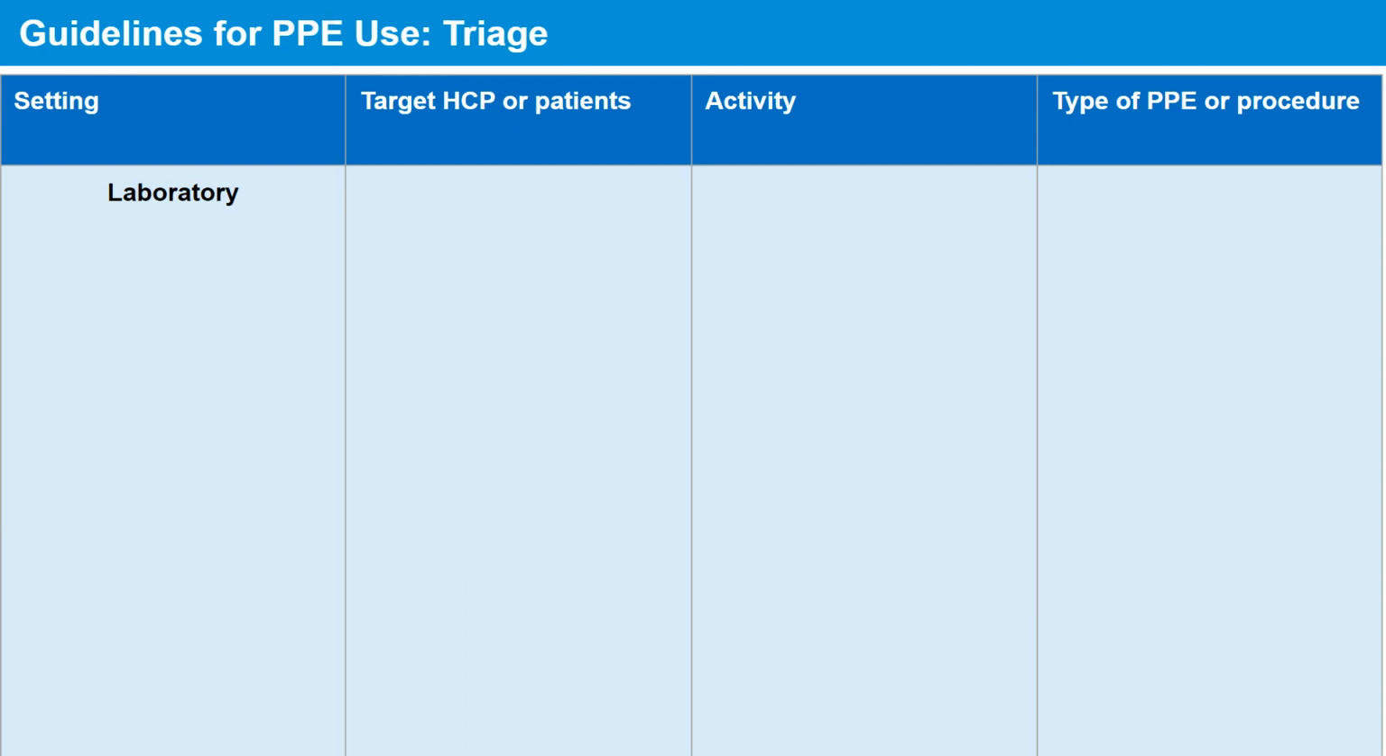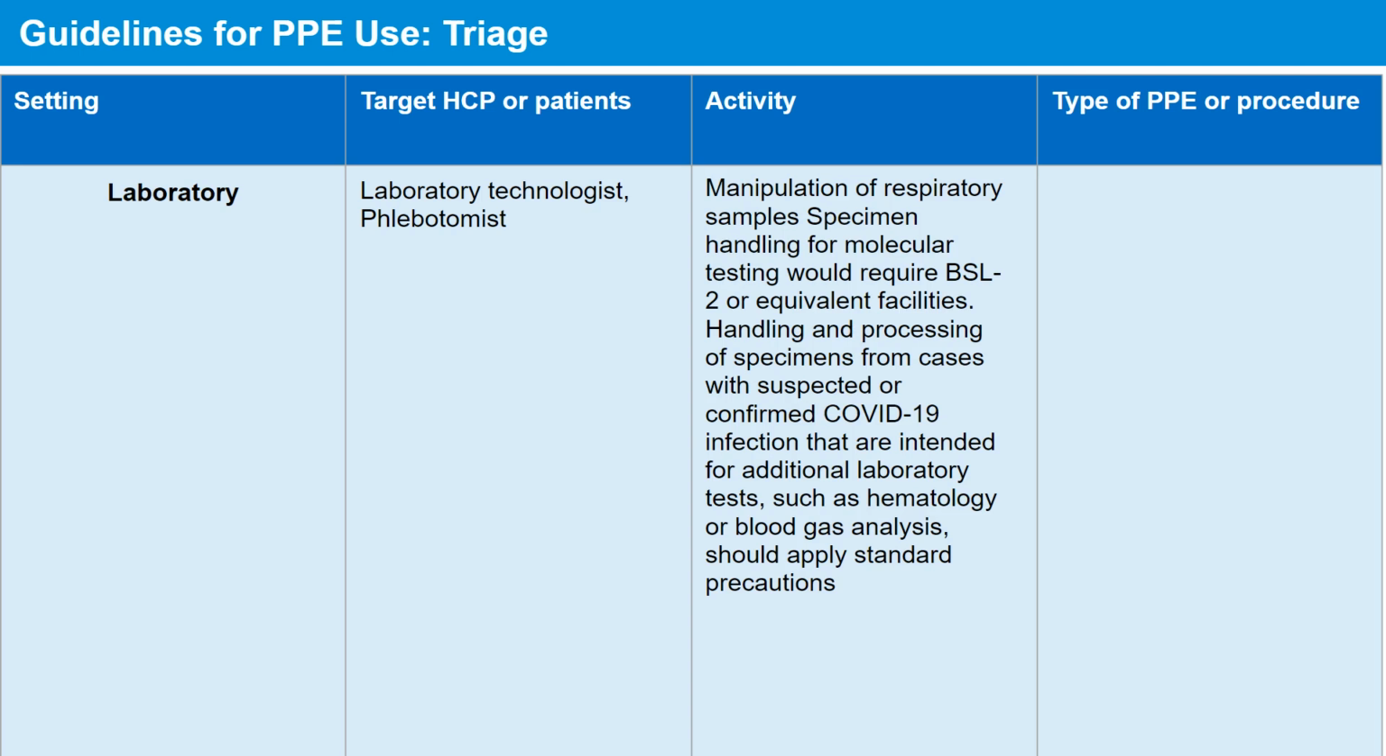In a laboratory setting, laboratory technologists and phlebotomists are responsible for the manipulation of respiratory samples, handling and processing of specimens from cases with suspected or confirmed COVID-19 infection that are intended for additional laboratory tests such as hematology or blood gas analysis. Note that specimen handling for molecular testing would require BSL-2 or equivalent facilities.